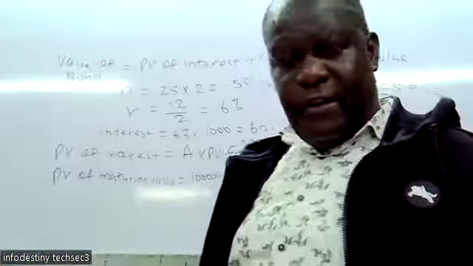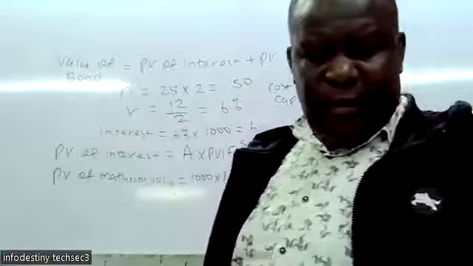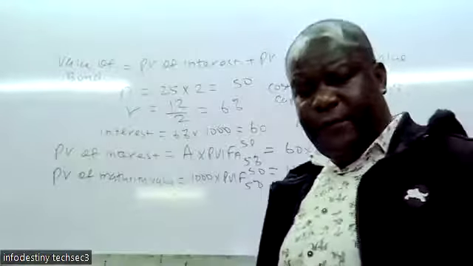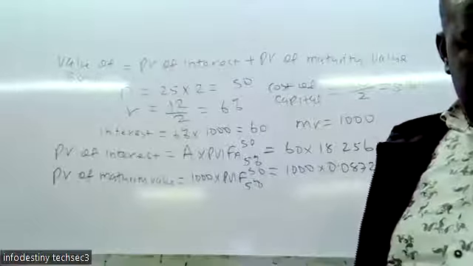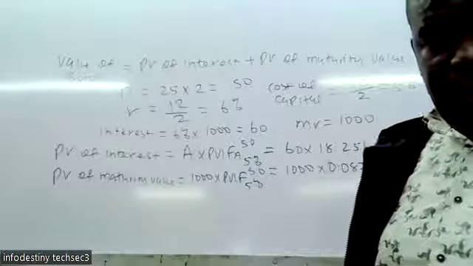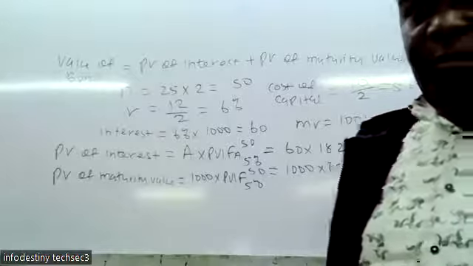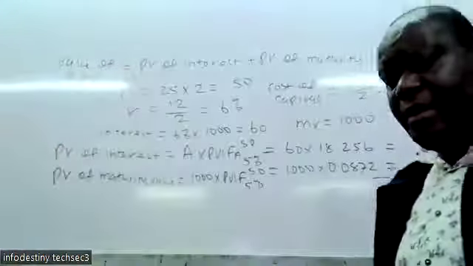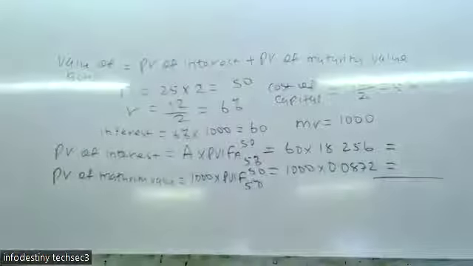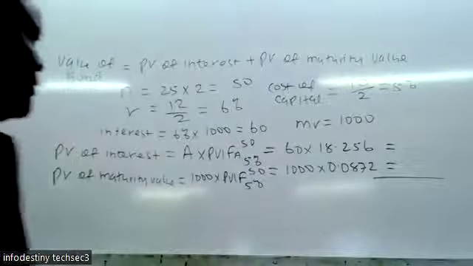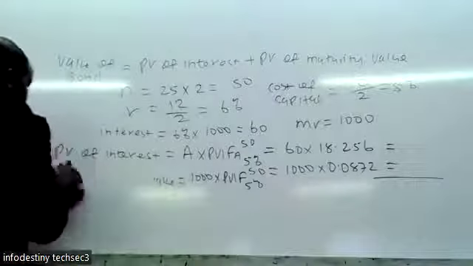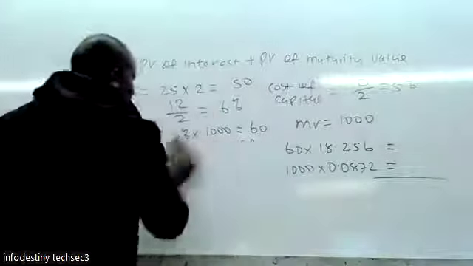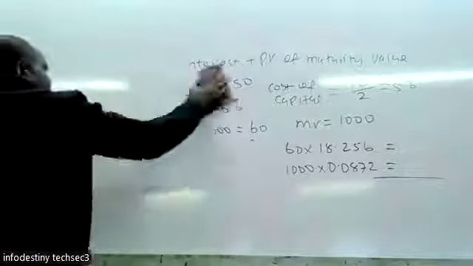So 1182.56. Now we go to the Roman letter 2, the current yield to maturity.